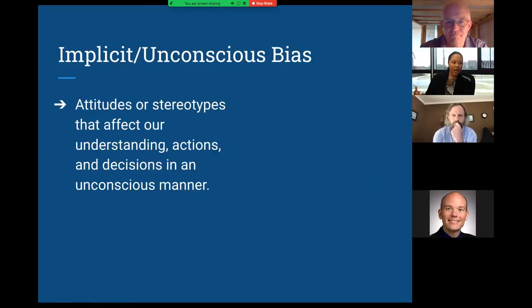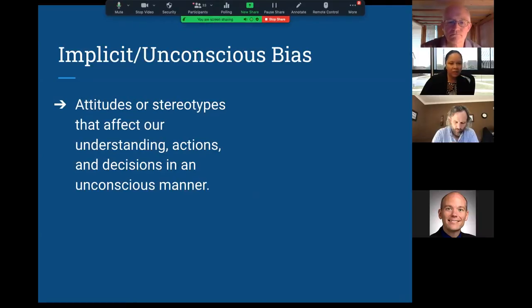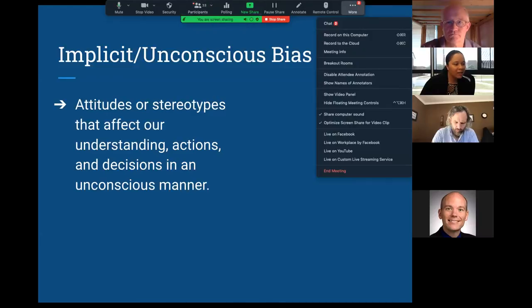So what is bias? When we think about bias, we are looking at implicit and unconscious bias primarily today, and it's basically attitudes or stereotypes that affect our understanding, actions, and decisions in an unconscious manner. So I'm going to play a video that's going to explain this a little bit more and give you some examples. And then after that video, I'm going to break you up into the breakout rooms so you can talk individually about what does bias look like for you.